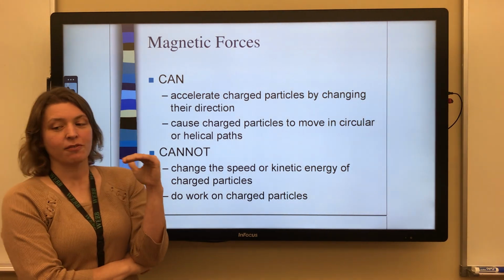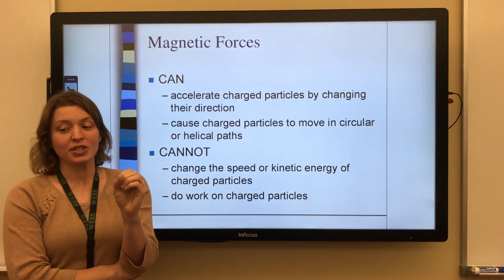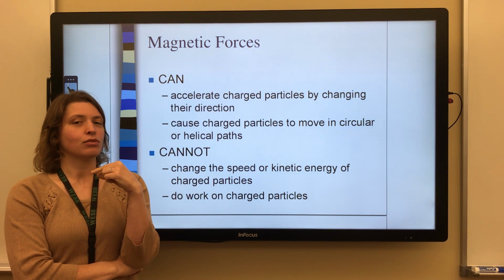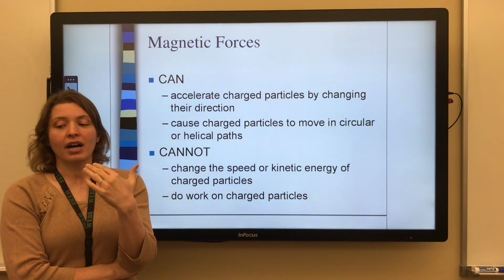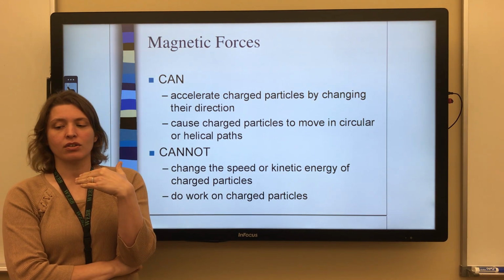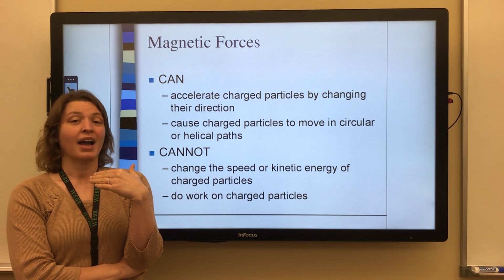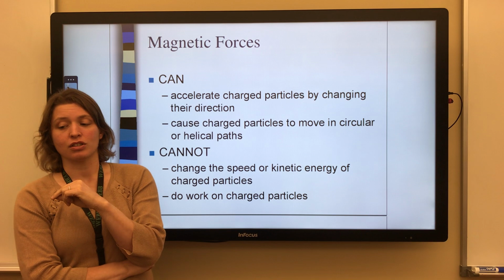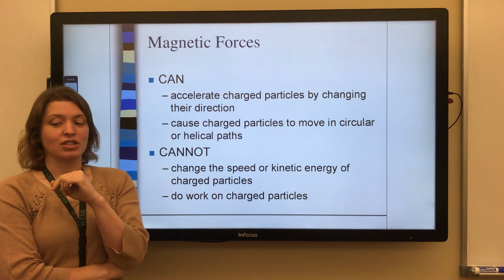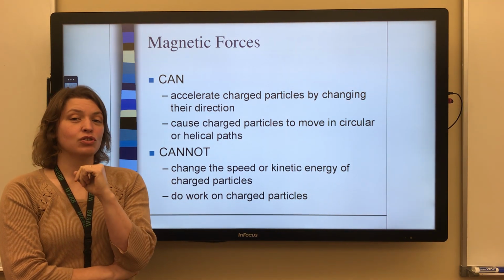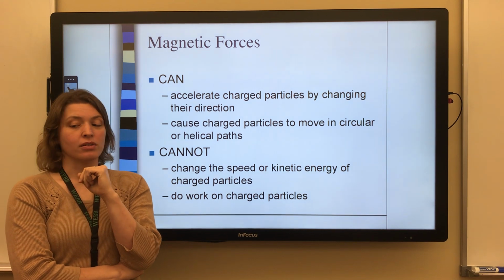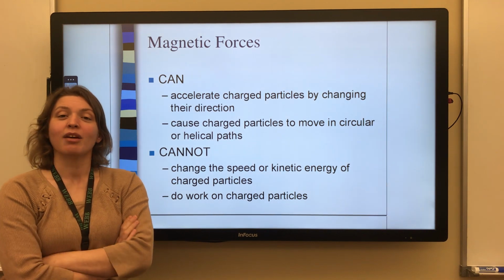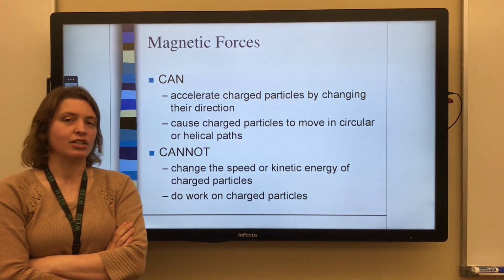A couple things that magnetic forces can do. Magnetic forces can accelerate charged particles by changing their direction. They can cause charged particles to move in a circular or helical path. However, magnetic forces can never change the speed or kinetic energy of charged particles. In addition, magnetic forces can never do work on charged particles. This seems kind of weird. We can accelerate an object but not change its kinetic energy, not change its speed.